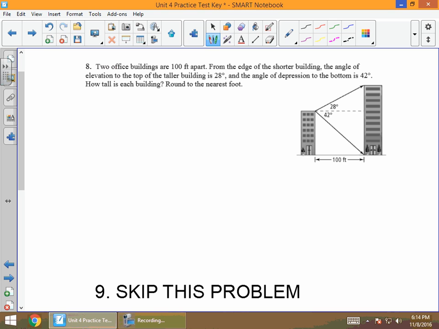Remember, I did tell you to skip number 9. There was some information missing in question number 9. So we're just going to look at 3 problems here, 8, 12, and 13. Problem 8, I'm looking for the height of the 2 buildings.